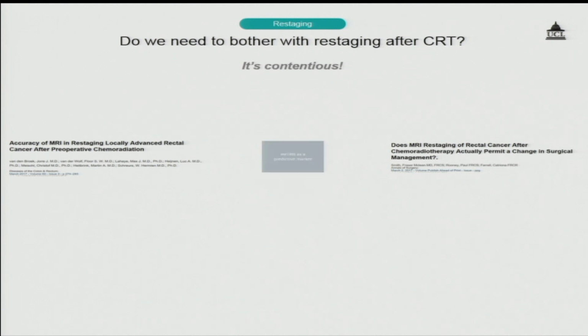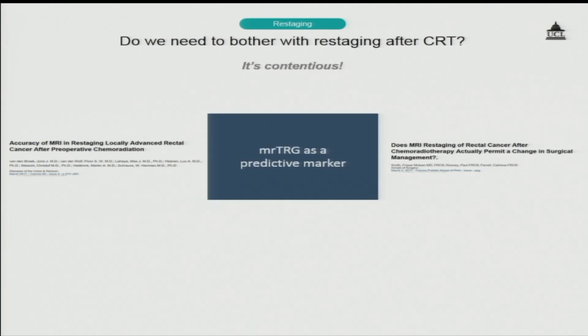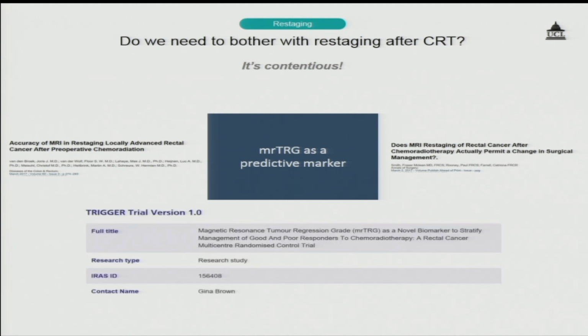Restaging, very quickly, well, very contentious. If you're going to restage, apples and apples, oranges and oranges, there's no point doing an MRI first and the CT later. If you're going to restage, you restage with the same imaging modality using the same technique. The TRIGGER trial, which we set up with Gina, is something which is currently being recruited for. We perhaps will get more evidence from this. But what are the arguments for or against it?